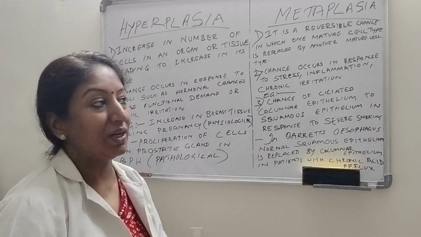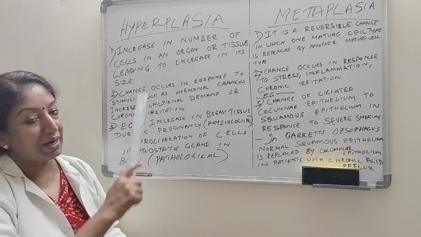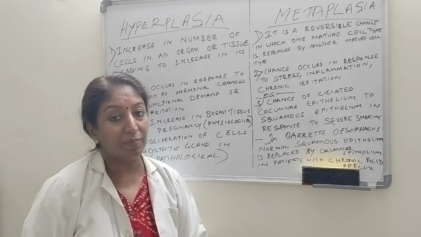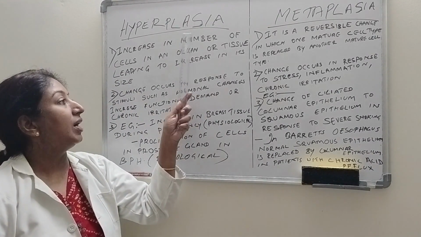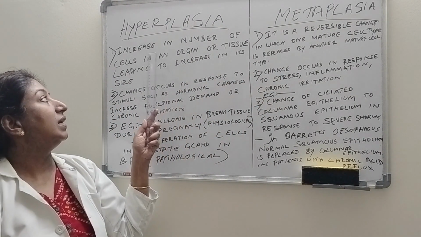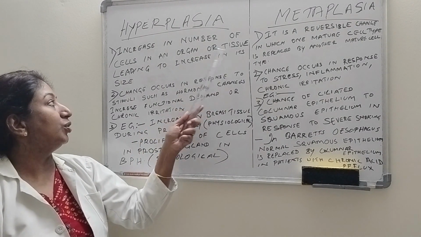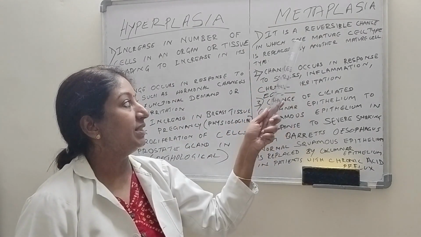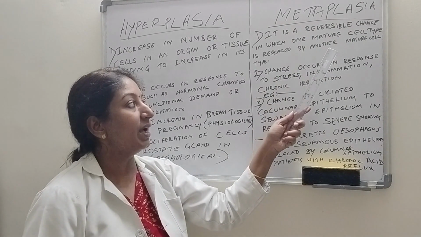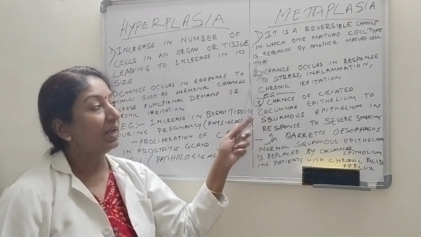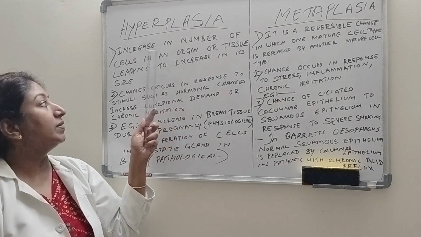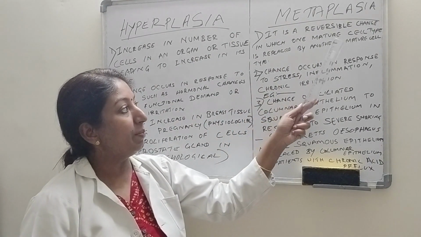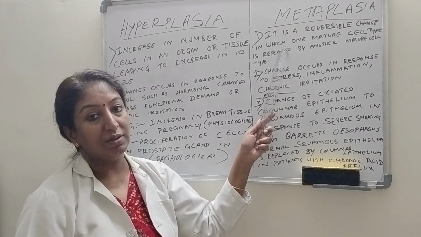Okay students, it's time for conclusion, or we can summarize what we have studied today. The question is differentiate between hyperplasia and metaplasia. In hyperplasia we see increase in number of cells in an organ or tissue leading to increase in its size. Whereas metaplasia is a reversible change in which one mature cell type is replaced by another mature cell type.